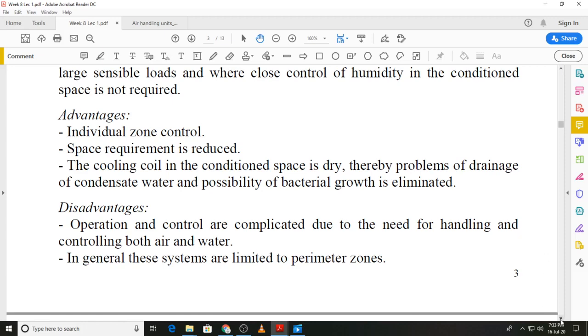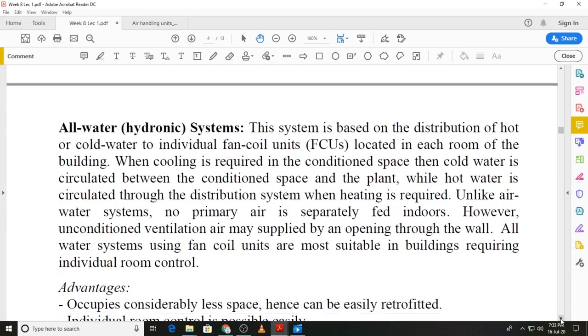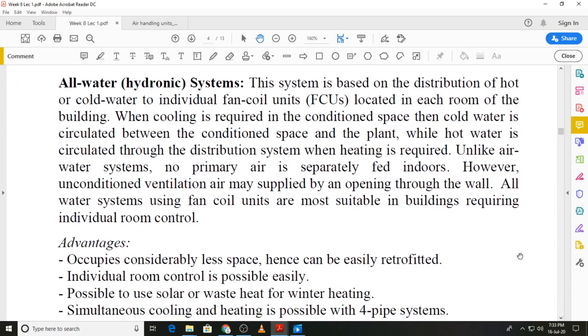Then we will move on to the third type, in which we use only water for carrying the energy into or away from the conditioned space. They again require units known as fan coil units, which are located in each room of the building. If cooling is required, chilled water will be circulated inside those FCUs, and if heating is required, you can circulate hot water through those coils. That is how the all water system works.